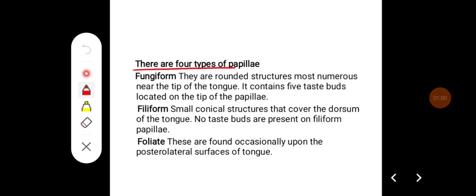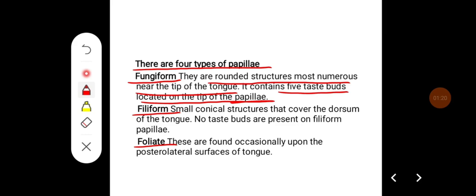There are four types of papillae in which these chemoreceptors are present. They are called fungiform, filiform, foliate, and circumvallate papillae. The fungiform are rounded structures most numerous near the tip of the tongue, and they contain 5 taste buds located on the tip of the papillae. Then filiform, these are small conical structures that cover the dorsum of the tongue.